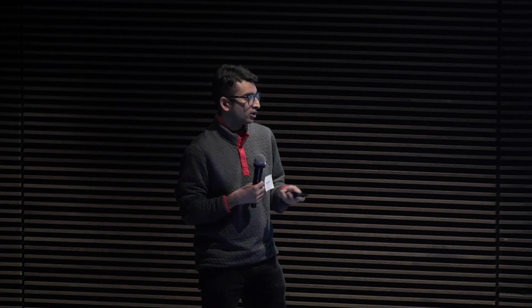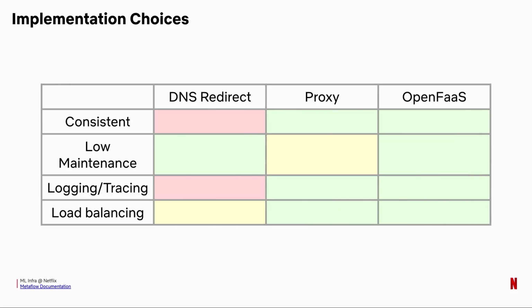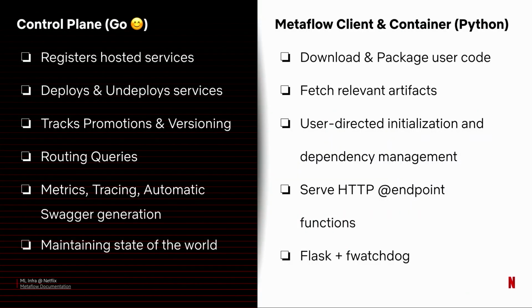This can be based on any backend, so you could have Kubernetes as a backend, or in our case, we use Titus as a backend. Titus is also another orchestration platform within Netflix. So yeah, we chose OpenFaaS for our Metaflow hosting implementation. The Metaflow hosting implementation consists of 2 main aspects. One is the control plane, and one is the Metaflow client or the container.